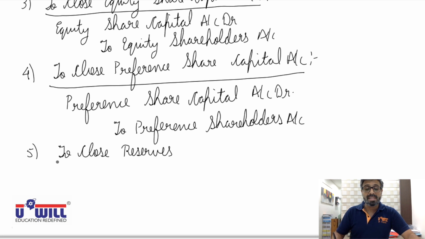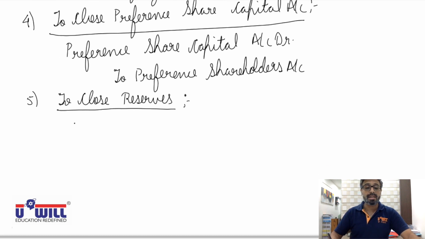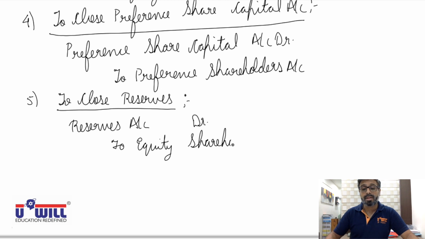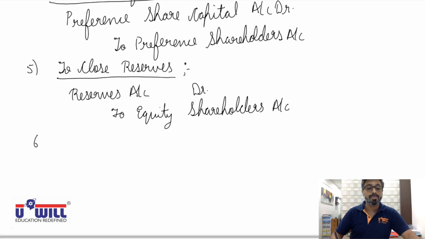Now reserves always have credit balance. So to close them, reserves is a credit balance. To close it, we will reverse and debit it. So reserves account debit. And who has a claim on the reserves of the company? Equity shareholders. So to equity shareholders account. Okay, the claim on the reserves of the company belongs to equity shareholders. So to equity shareholders account.